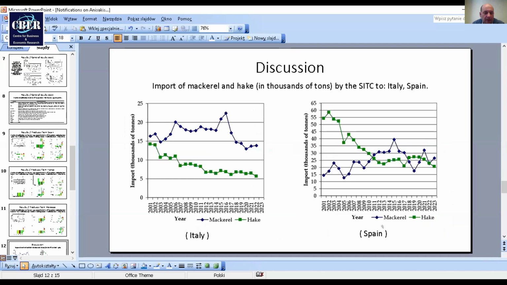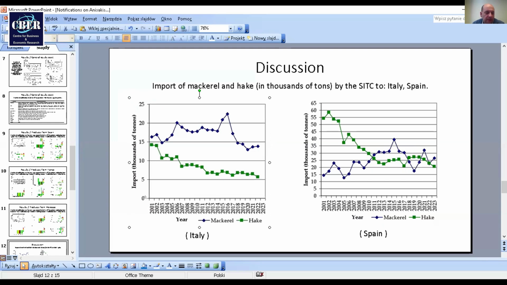I have also some elements of the discussion. We can see that the import of fish which can be infected with this parasite dropped rapidly in the time of my analysis. So I can say that people in this country are not so exposed to this parasite, because we can see the falling of the import of fish like mackerel and hake from other countries.